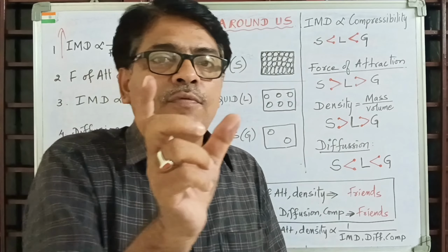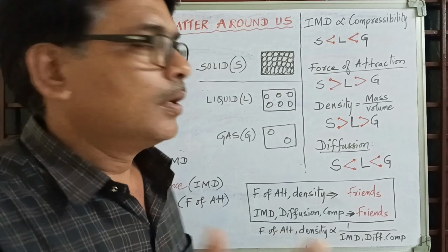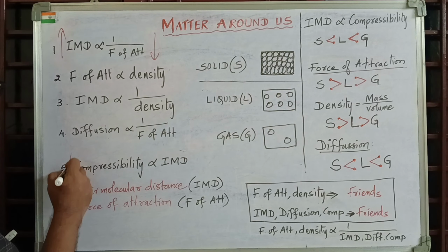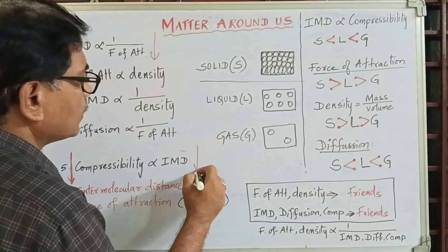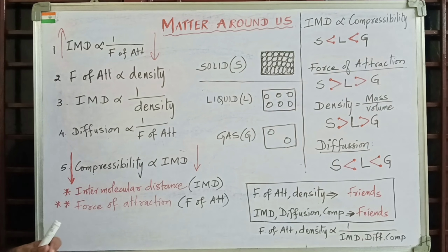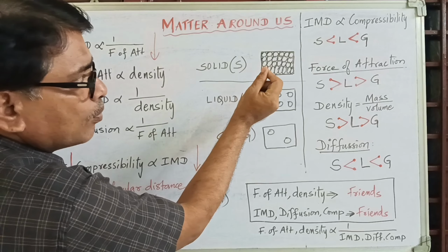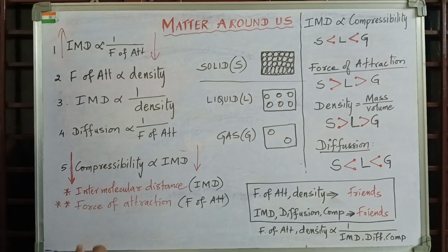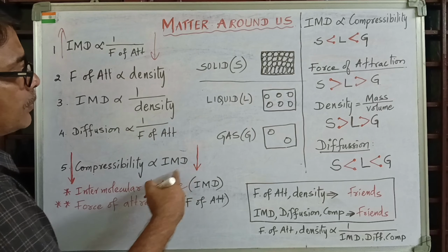Can you compress a solid? If I give you a small solid piece, can you compress it to a smaller size? No, it's not possible. So once again, compressibility is very less in solid. That means intermolecular distance should also be less, because these two are directly proportional. Yes, exactly. The distance between two molecules is less here. That means compressibility is also less. Compressibility is directly proportional to intermolecular distance.